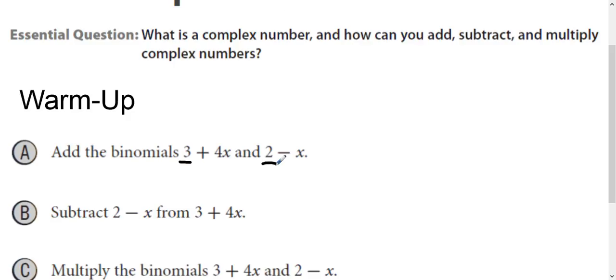The 3 and the 2, the numbers are like terms, so you add 3 plus 2. You get 5. And then you combine your x terms also, the 4x plus negative x. 4x and negative x is 3x. That's it. You just combine like terms.